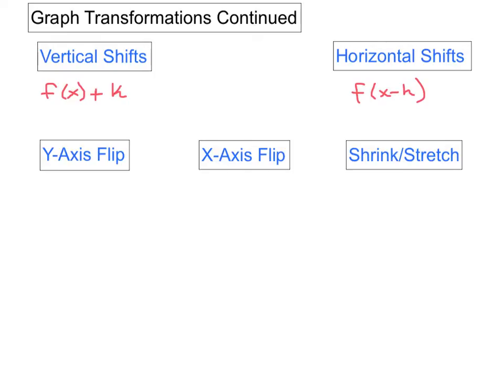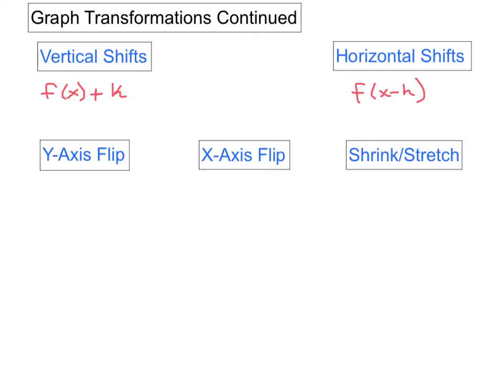Alright, this is a continuation video from the previous content, which was graph transformations, but it was just vertical and horizontal shifts, which we see right here, vertical shifts, horizontal shifts. We already know what the form looks like, so now we're going to talk about the new stuff. Y-axis flip, x-axis flip, and a shrink or stretch. Basically, all of these deal with a number being multiplied to the function.